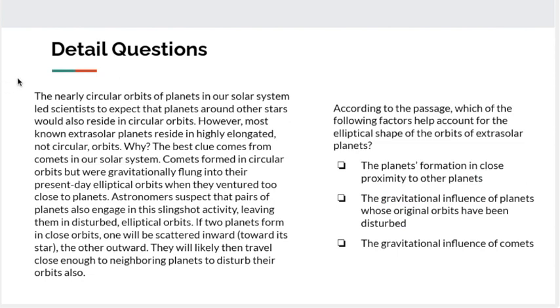And again, we'll start by reading the paragraph and then turn our attention to the question. So the nearly circular orbits of planets in our solar system led scientists to expect that planets around other stars would also reside in circular orbits.